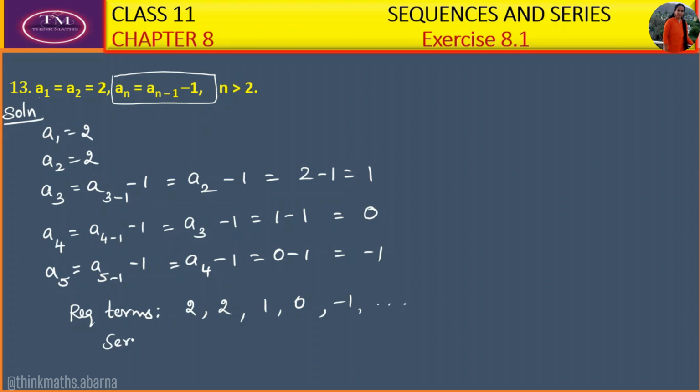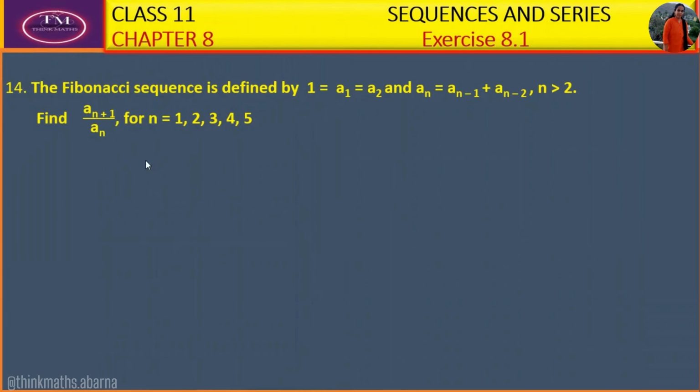What about the series? Just put one plus sign. 2 plus 2 plus 1 plus 0 plus minus 1. So this is the series. Clear? Don't add. Just write the series by putting a plus sign in between the terms. Clear? So moving on to the 14th problem.